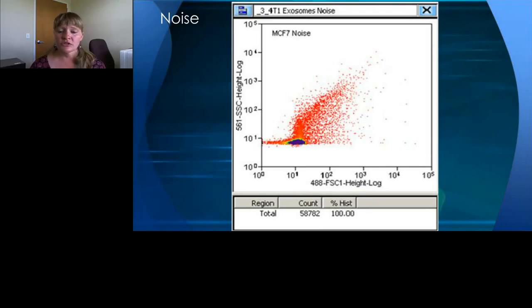Here I show MCF7 exosomes purchased from SBI to help set up the application. This particular histogram shows the noise on forward scatter versus side scatter. Here is our forward scatter channel and our side scatter channel. And what we see is there is visible noise above the threshold level, at about 10,000 events per second.